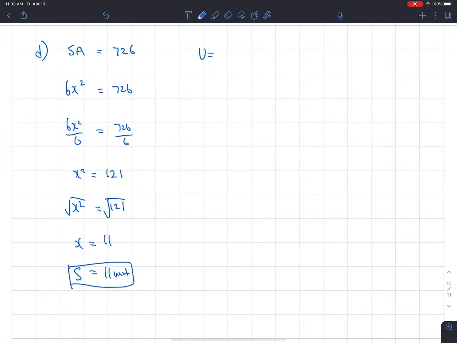And now we can say that volume is just the side length times the side length times the side length. And we get 1331 unit cube.